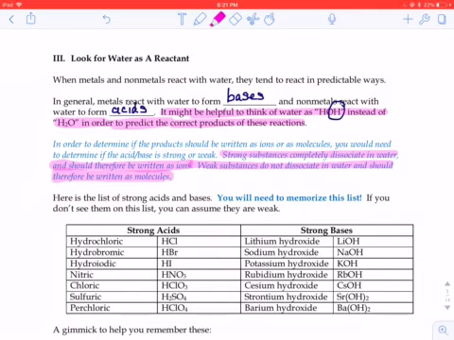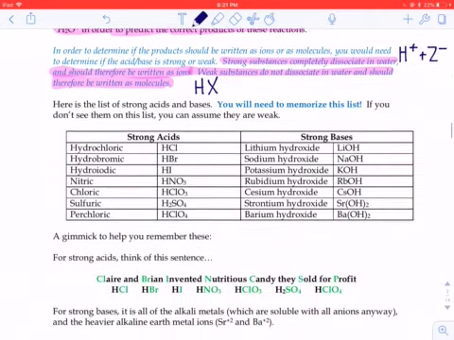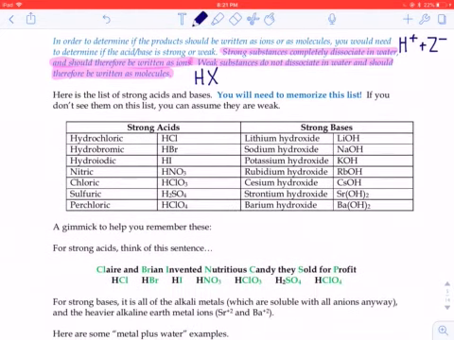So if you had a weak acid, I'll just make up a fake acid, HX. If it was weak, HX, you'd keep it together in molecule form. If you had a strong one, let's say another fake acid, HZ, we wouldn't write HZ together, but rather H+ and Z-. There's a list of strong acids and bases. You do need to memorize this list. If you don't see them on the list below, you can assume that they are weak.